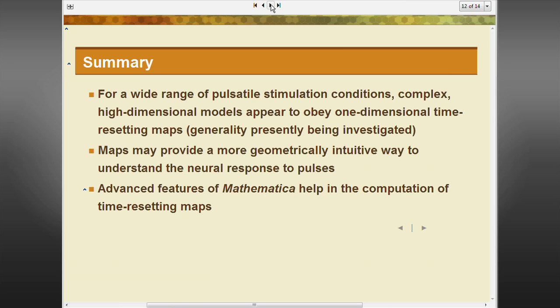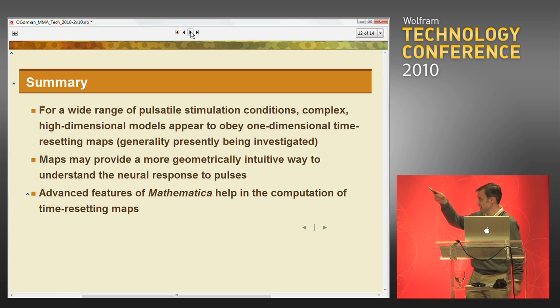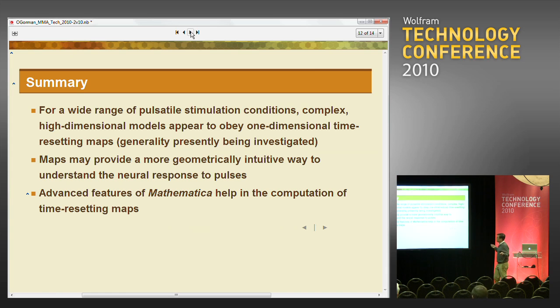So in summary, for a wide range of pulsatile stimulation conditions, it appears, and this is work in progress, that even these complicated differential equations can be fairly well approximated by this one-dimensional map, and the hope is that this will provide some geometrical insight into this critical input-output relationship. And there are certain advanced features of Mathematica that help out a lot in computing these maps. I'd like to acknowledge Andrew for his ongoing assistance in developing and refining this algorithm. Thank you.